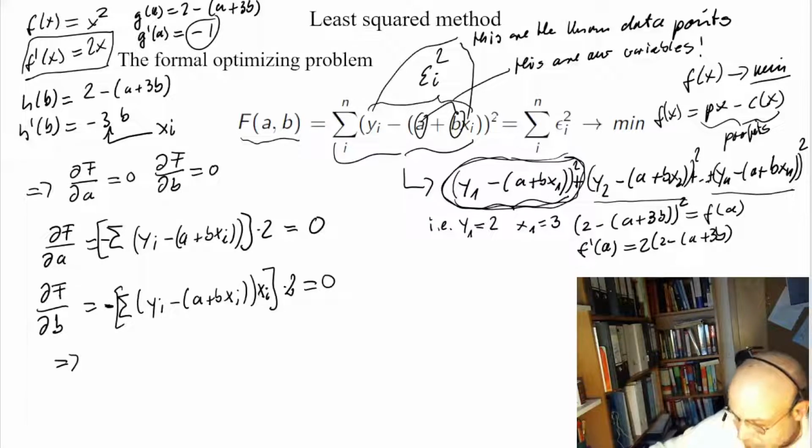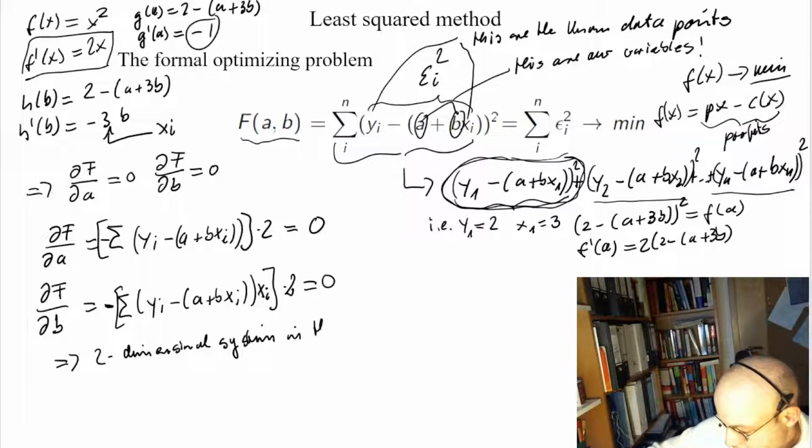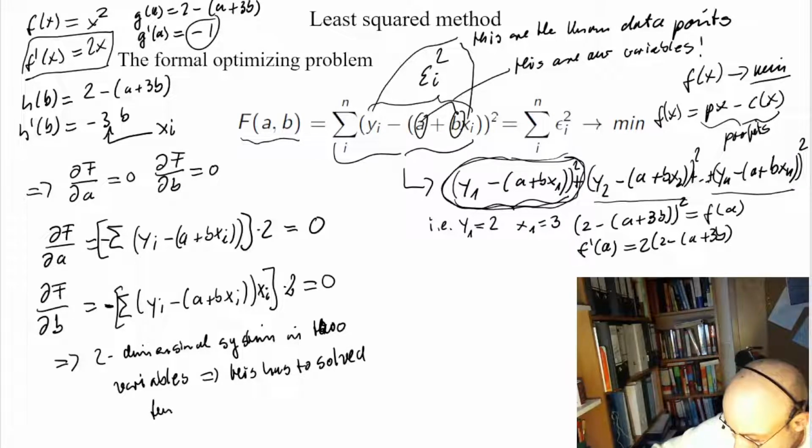And what we then have here is a two-dimensional system in two variables, and this has to be solved for a and b.